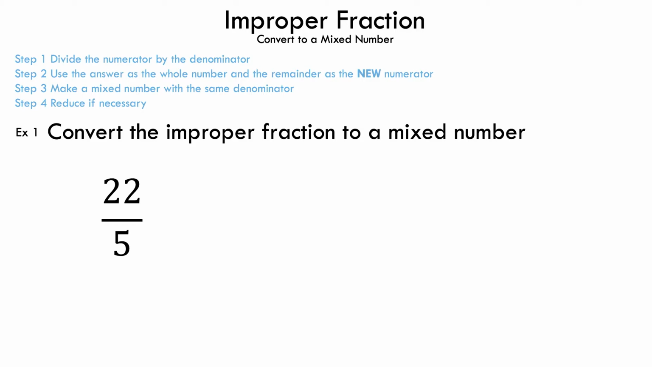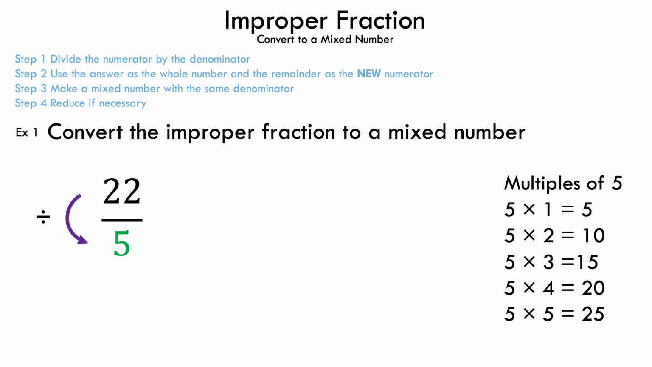So let's read the question to make sure we are doing what we need to be doing. Convert the improper fraction to a mixed number. So that's what we need to do. So we need to follow step 1. Divide the numerator by the denominator. Before we do that, let's write down the multiples of 5 so we can do it easier. So let's begin the process.